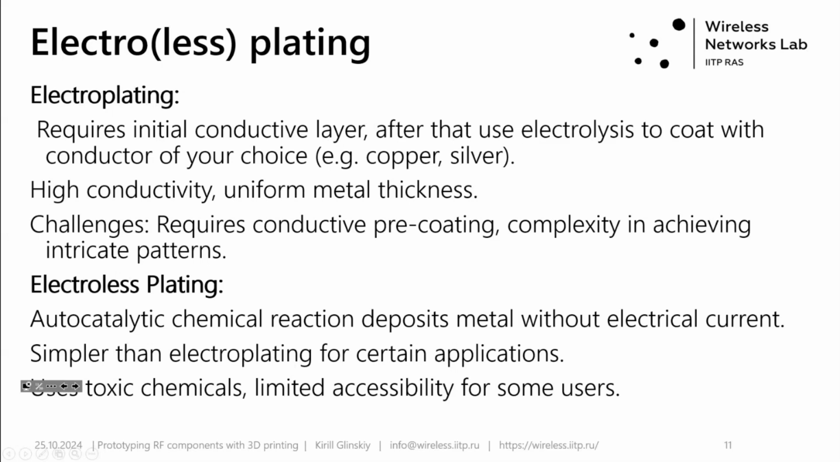The second plating approach is called electroless plating, and as the name implies, it requires some chemical reaction instead of electrolysis to deposit metal on the detail. This one requires no preliminary coating with something conductive. However, it often requires some catalyst or some specific chemical component to cover the object before plating. And that means that the chemicals need to be quite potent.